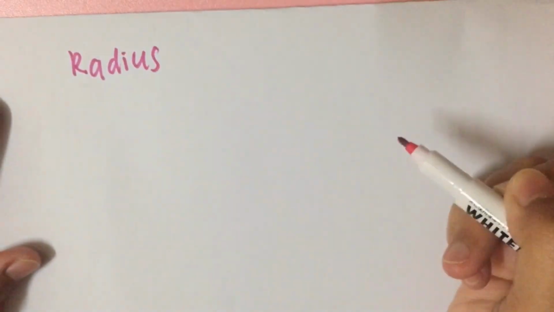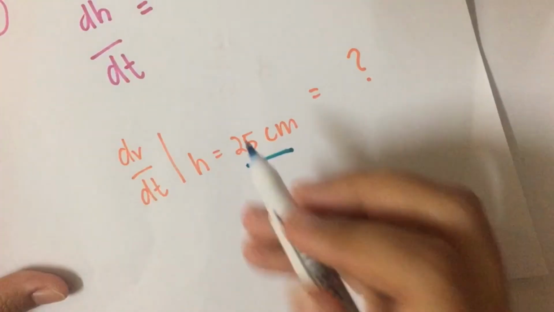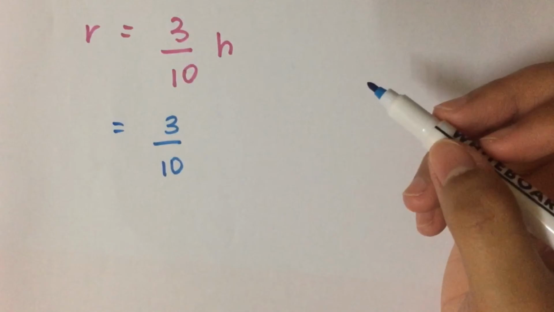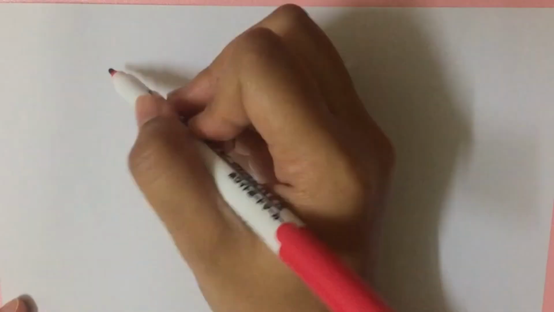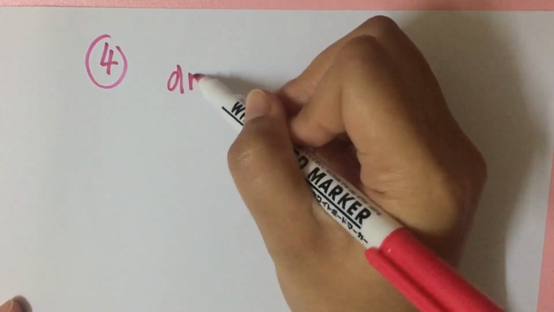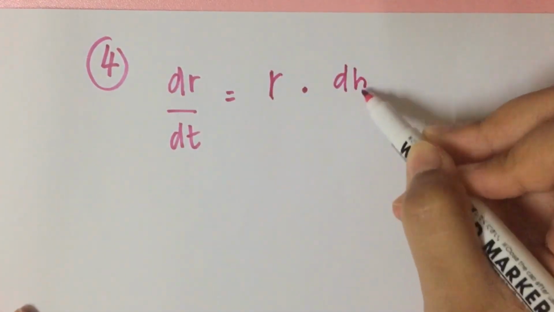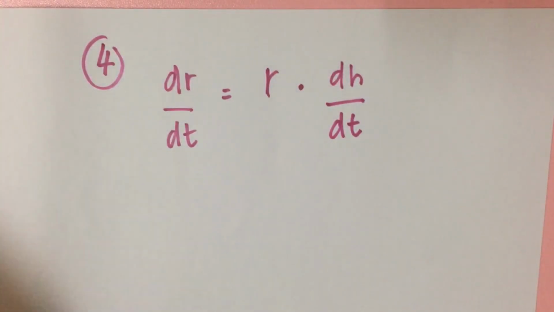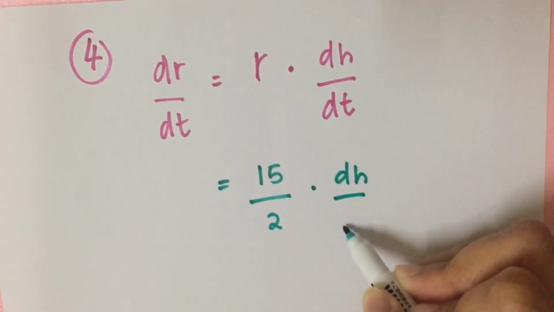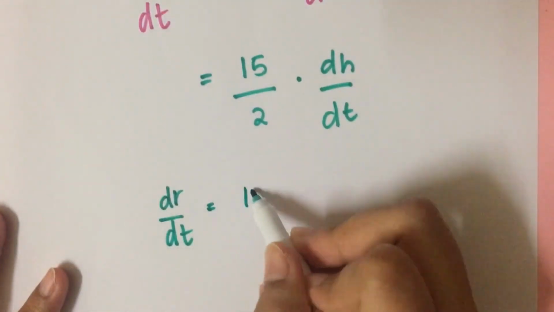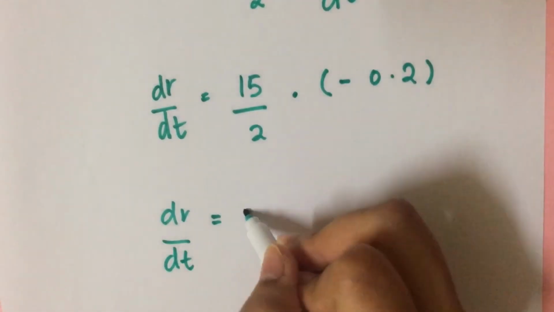Next, we have to find the radius at a height of 25. We use the similar triangle equation and put in the value h equals 25, and we get radius 15/2. We need to find dr/dt, so to get that we just have to multiply the ratio with dh/dt. And we got dr/dt equal to negative 1.5.